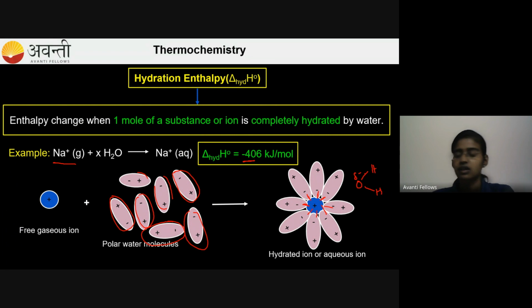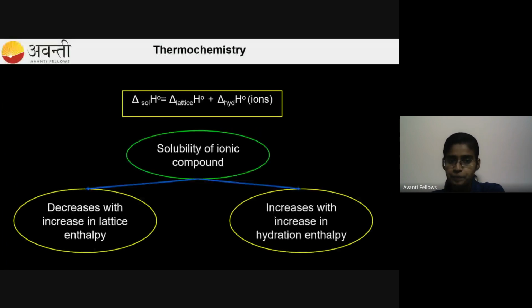Okay. Coming to the enthalpy of solution, it can be calculated by adding the lattice enthalpy and hydration enthalpy. Okay, and the solubility of an ionic compound decreases with increase in lattice enthalpy and increases with increase in hydration enthalpy. Okay, they are inversely proportional to each other.